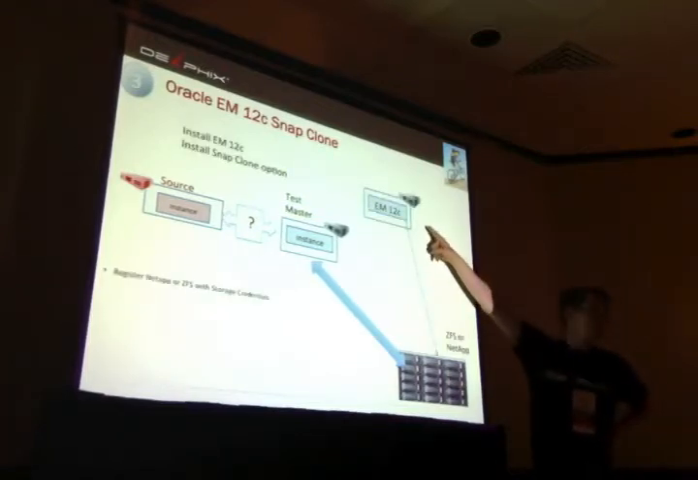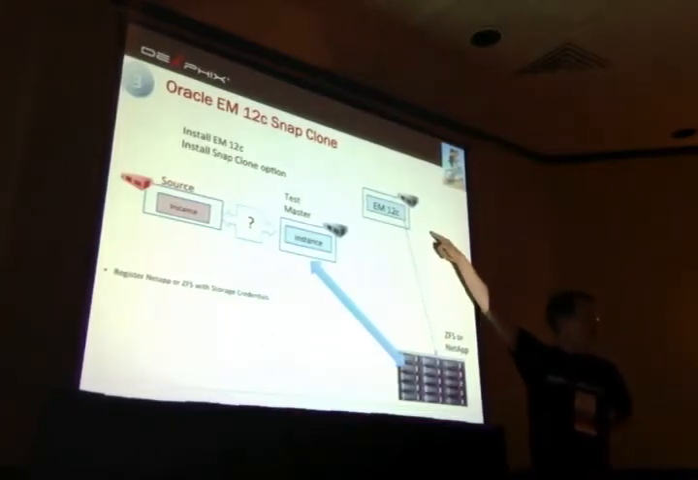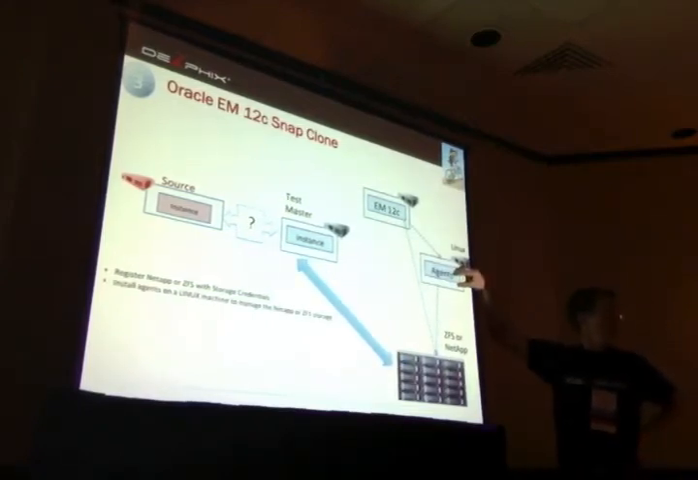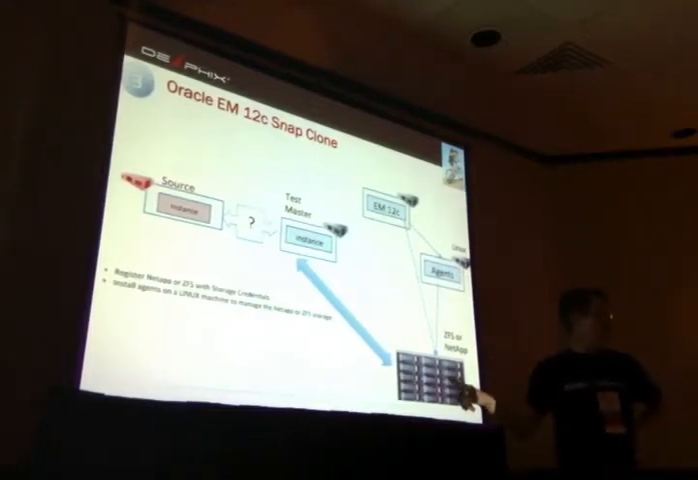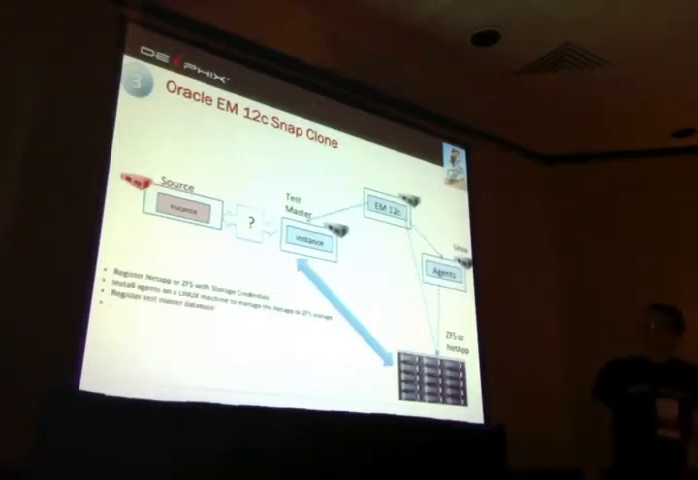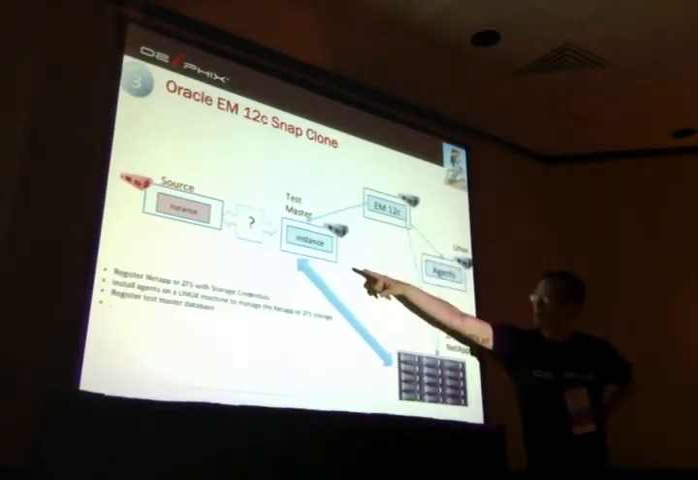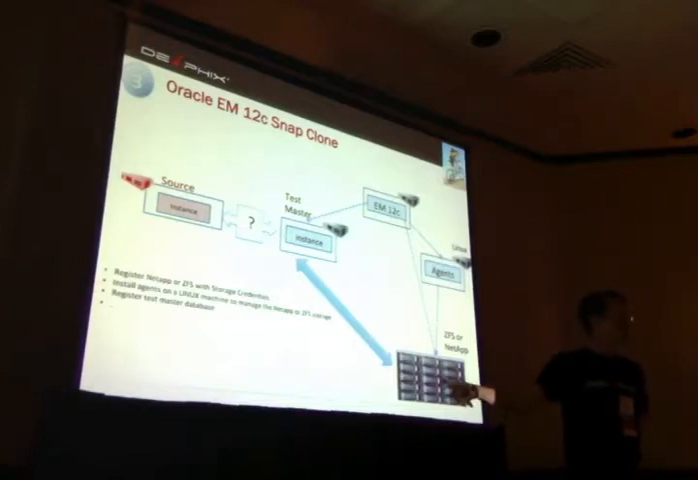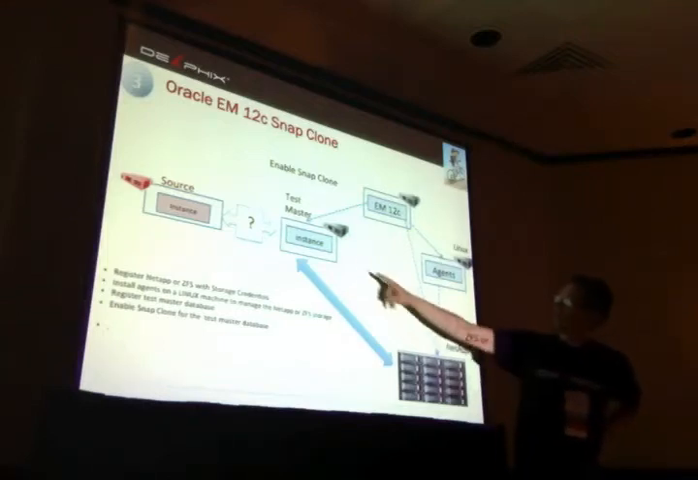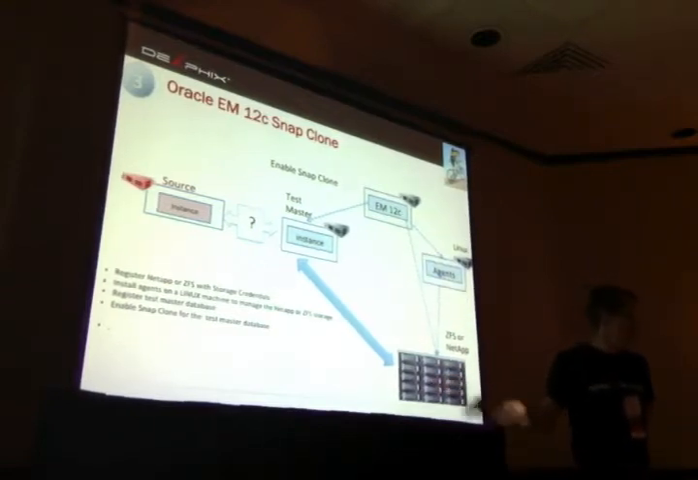You install EM12C, you install the snap clone option, you register the ZFS or NetApp storage with EM12C snap clone. You install some agents on a Linux machine, Linux and only Linux. Those agents are going to talk to the storage and do some operations on the storage for you. You have to register this test master with EM12C. EM12C will go try to map its data files to the storage appliance, make sure they're there. You've got to enable snap clone for that test master database, which allows EM12C to take snapshots on the storage.